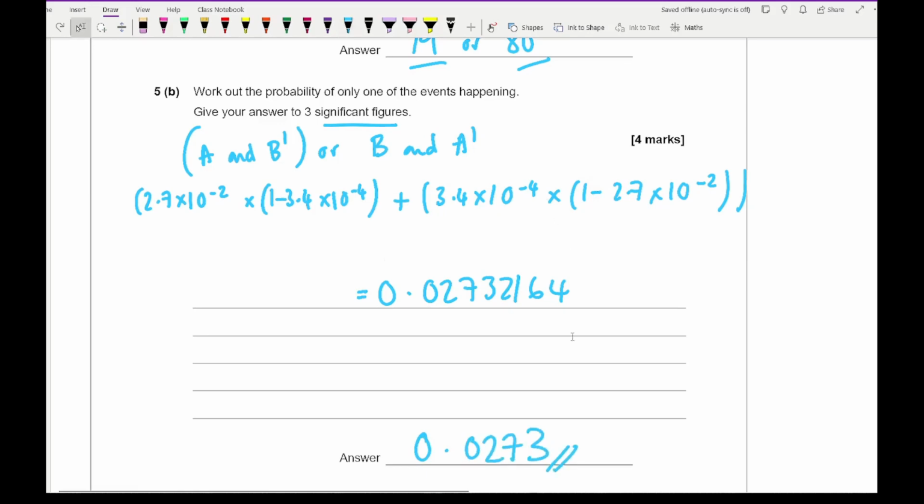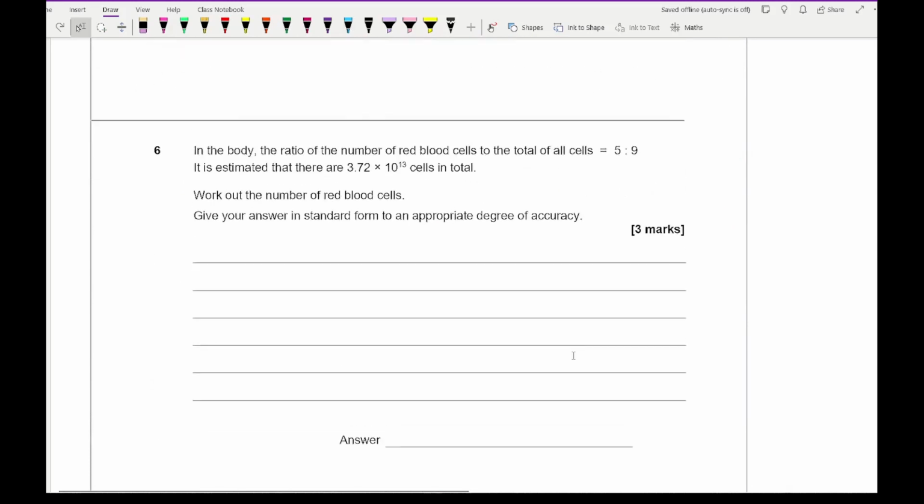That's my final answer. Then moving on to question 6, which I think is our last question. It says in the body the ratio of the number of red blood cells to the total of all cells is 5 to 9. It is estimated that there are 3.72 times 10 to the power 13 cells in total. Work out the number of red blood cells. So for red blood cells, we've got 5 to 9, and the red blood cells are what we're trying to work out. We know that this number is 3.72 times 10 to the power of 13.